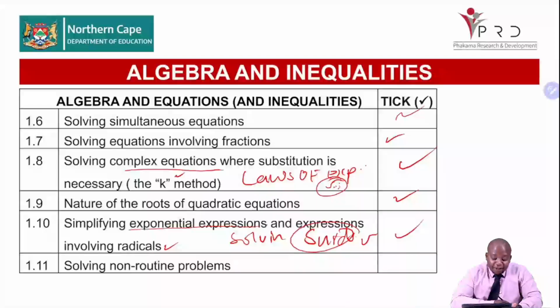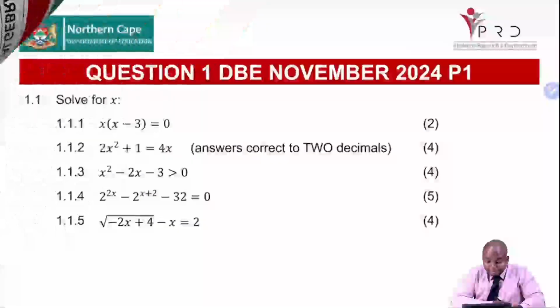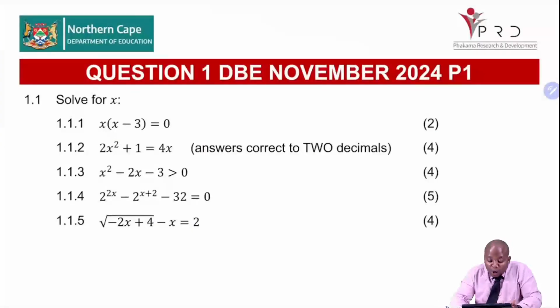Then 1.11, am I able to now solve the non-routine problem? So these are the problem solving questions whereby I need to apply all of the knowledge that I have on algebra and equations, including my inequalities, to work with those non-routine problems. Now, grade 12, let us dive deep into our questions. We are going to look at the DBE November 2024. And for this question, grade 12, I will give you 15 minutes to complete from 1.1.1 until 1.1.5. And your 15 minutes starts now.